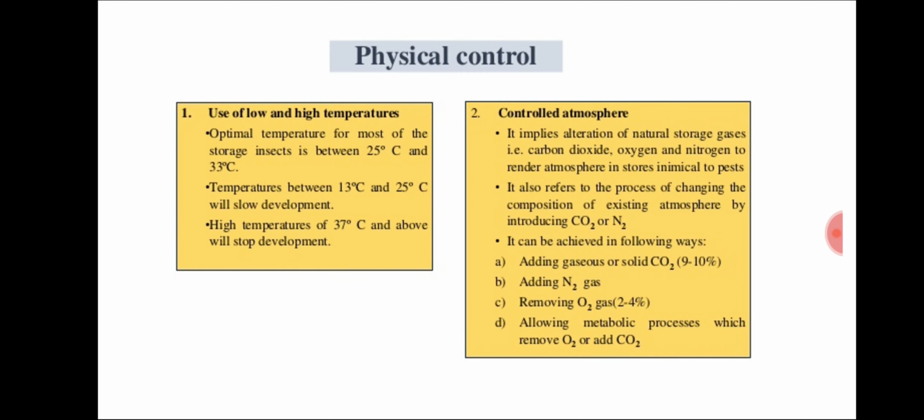Physical control. Use of low and high temperature. The optimal temperature for most of the storage insects is between 25 and 33 degrees centigrade. Temperature between 13 degrees centigrade and 25 degrees will slow development. High temperature of 37 degrees centigrade and above will stop the development.